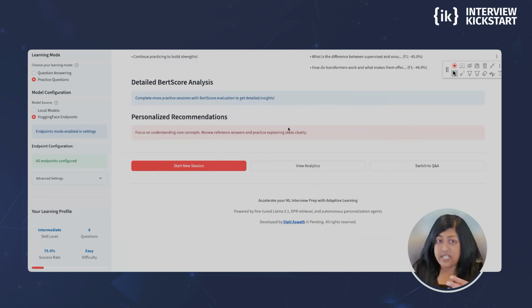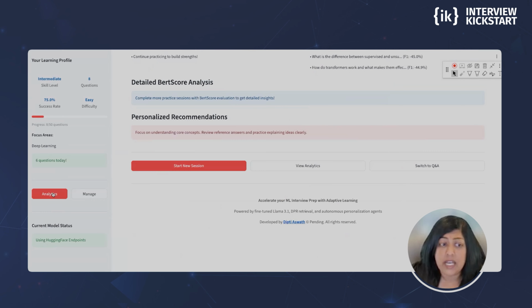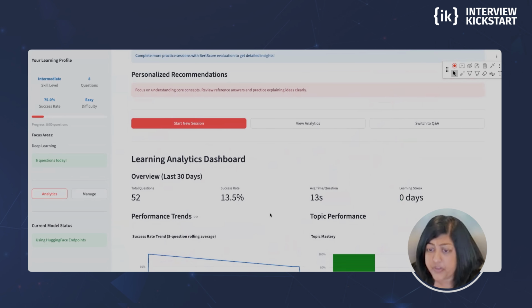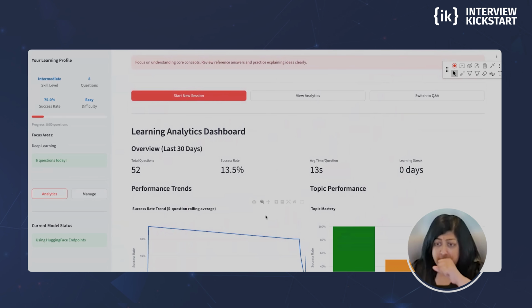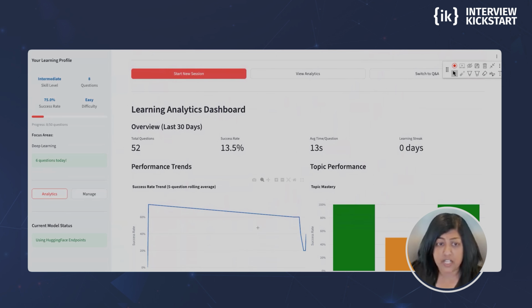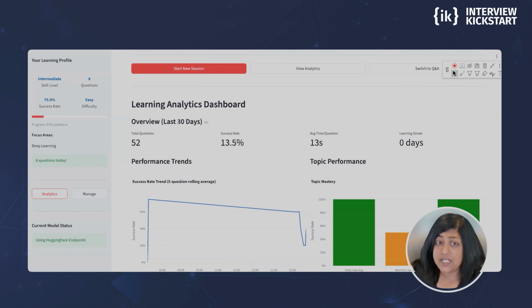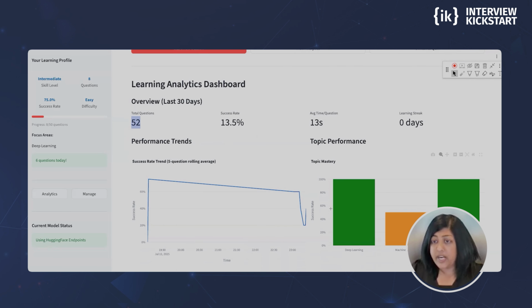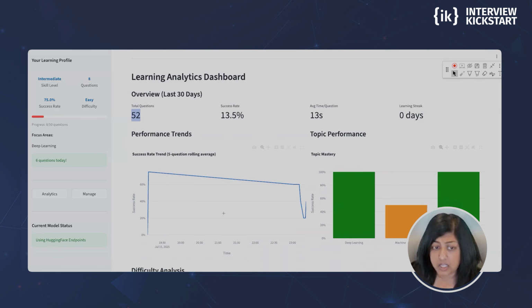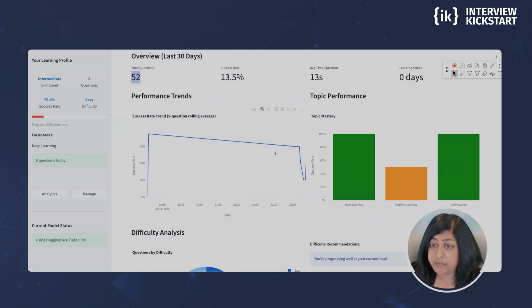So I finished this practice session and now I can go back here and see learning analytics for the user. How did they perform in this particular learning session? They've been, thus far, over the last 30 days, presented with 52 questions. This is their success rate. What are the topics that they've worked on? What has their success rate been, right?